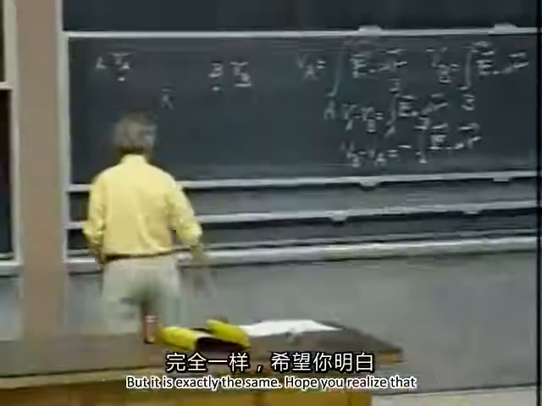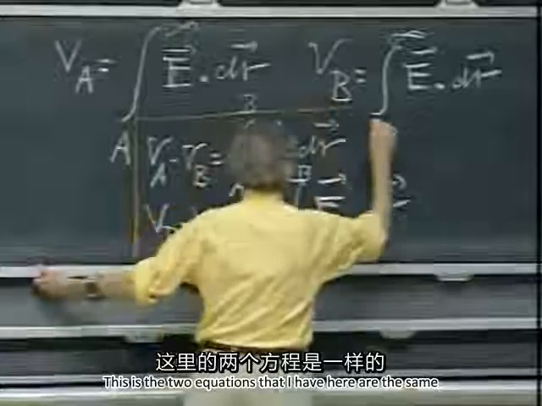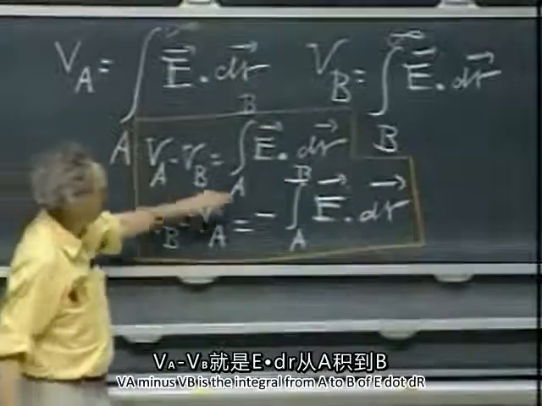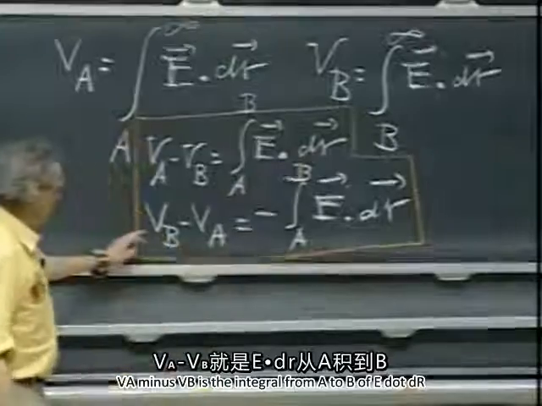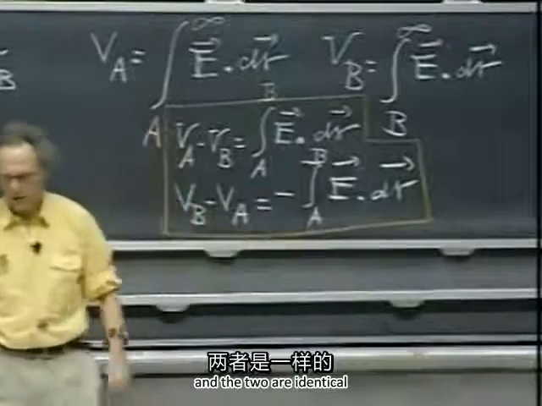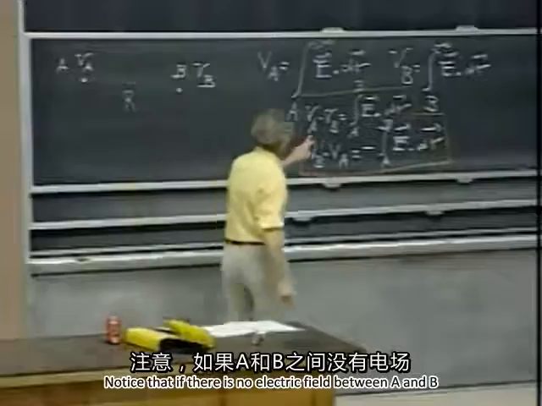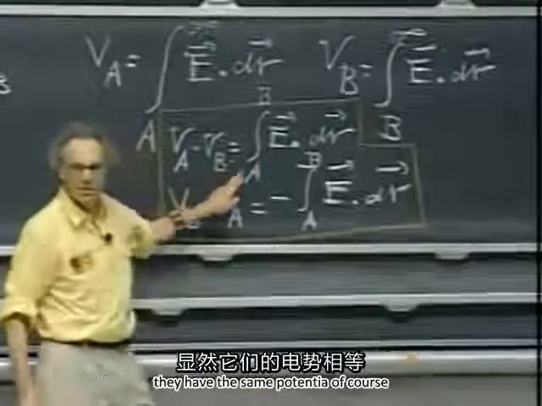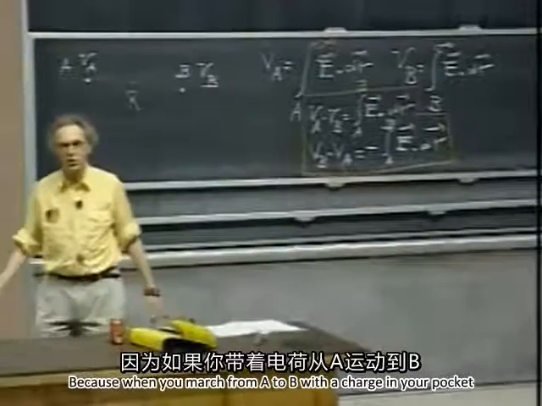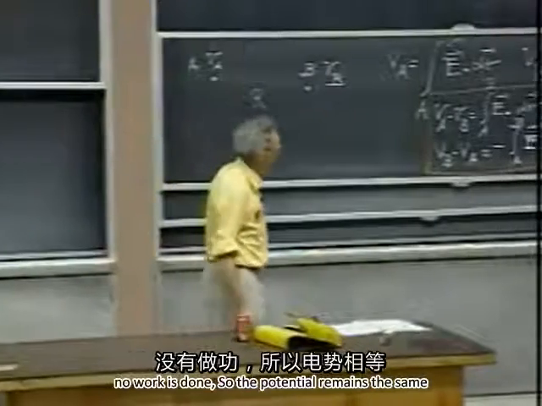Hope you realize that. The two equations that I have here are the same. VA minus VB is the integral from A to B of E dot dr. If I flip this over, then all I have to do is put a minus sign here, and the two are identical. Notice that if there is no electric field between A and B, they have the same potential, of course, because when you march from A to B with a charge in your pocket, no work is done, so the potential remains the same.